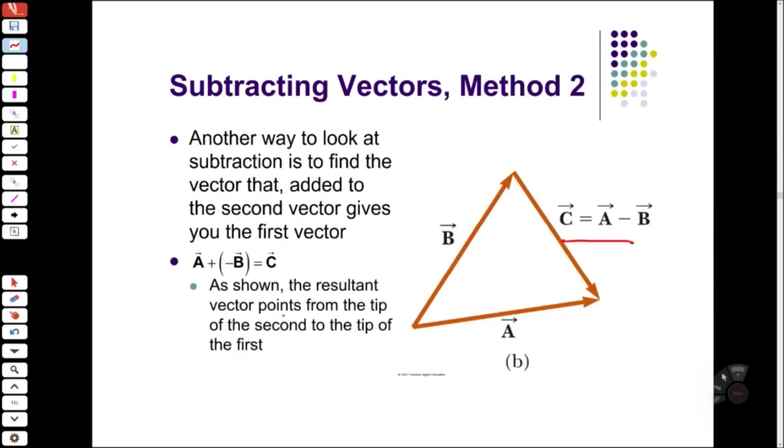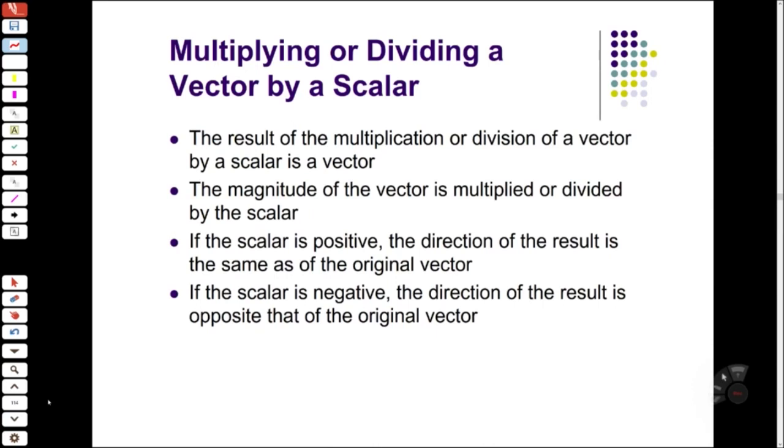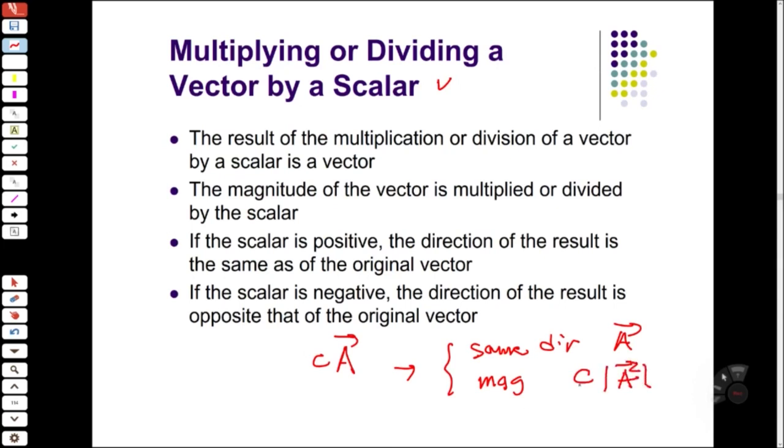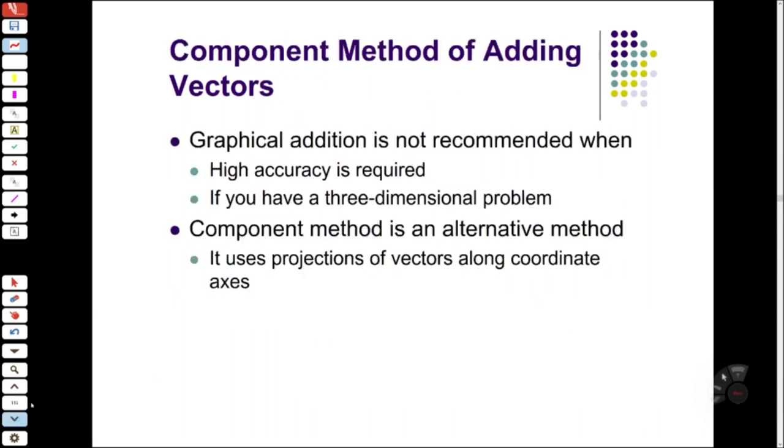So C here is A minus B. You also can consider a multiplication by a scalar. So if you have a vector A and multiply by C, that has the same direction as A, but the magnitude has multiplied by C. So CA has the same direction, but the magnitude has changed by a factor of C, where C is just some constant.